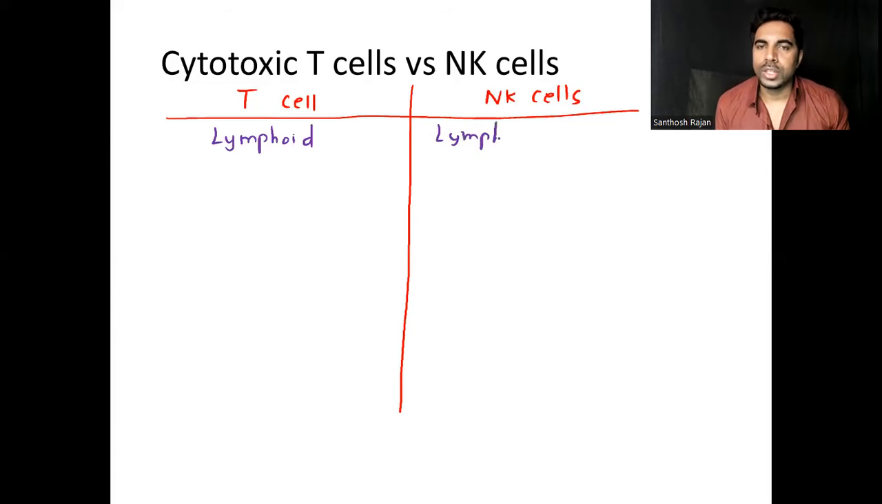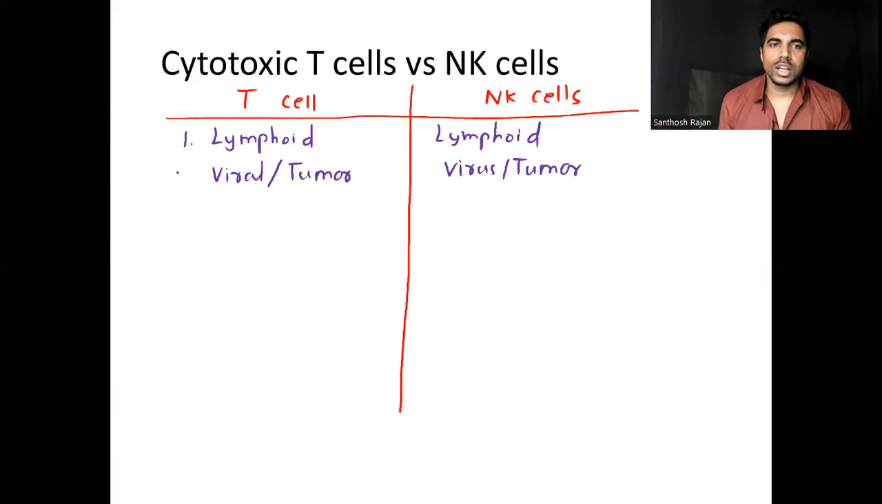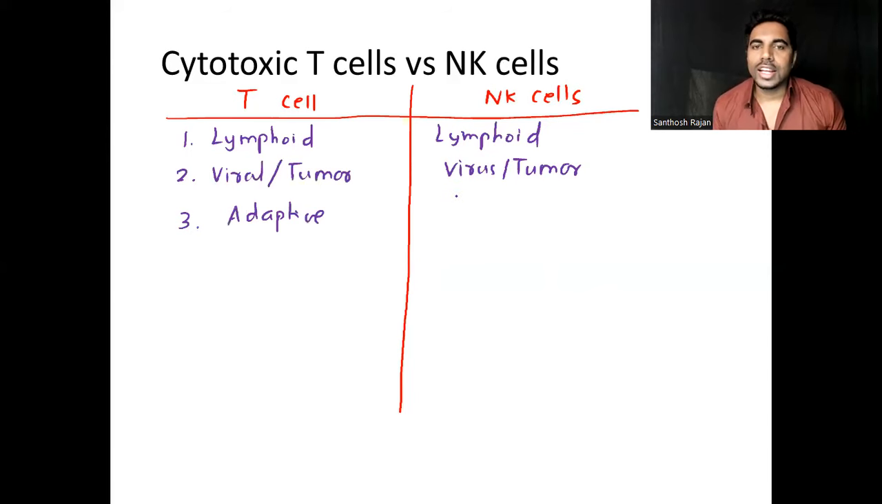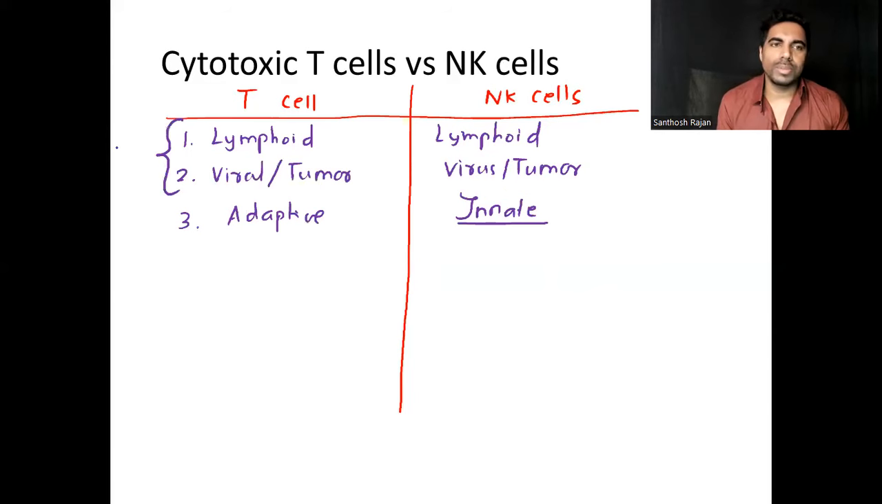Both are of lymphoid origin, right? Another important thing is both of them attack the virus and the tumor. Okay, that is fine. What are the differences, sir? That's what we just spoke about. T cell comes under adaptive immunity. A natural killer is innate immunity. Natural killer being innate is a frequently asked question. So these two are similar properties, and the rest are all different.